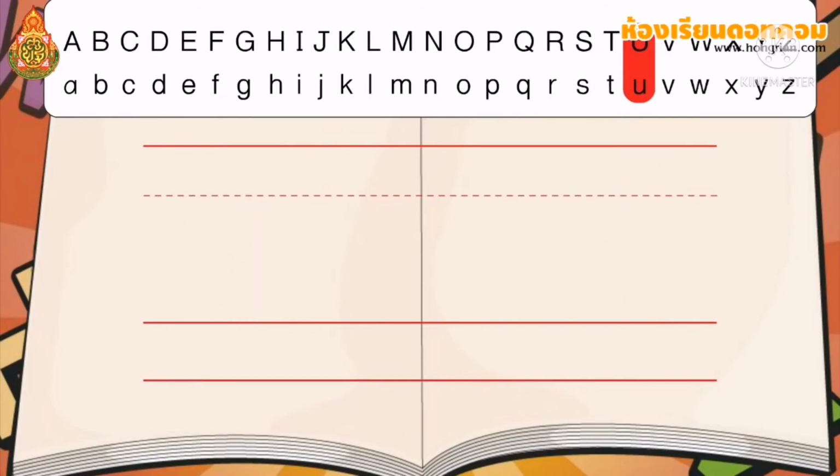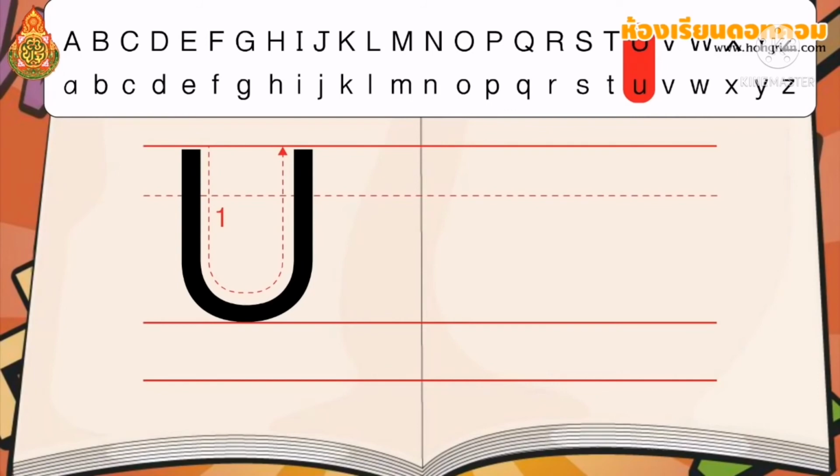Next, capital letter U. มีแค่เส้นเดียวคือเส้นที่1ค่ะ And small letter U. Start with 1 and 2.